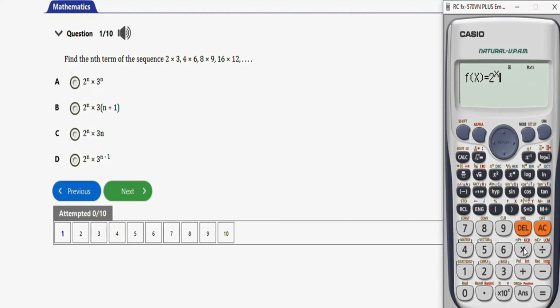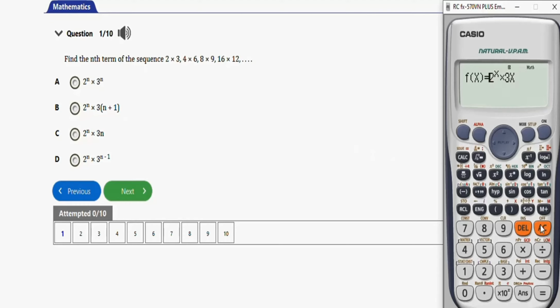But let's verify: times 3, and that's 3x. Okay, press equal to. Yes. So we have 6, 24, correct? So it's option C, guys. If you check, 2 times 3 is 6, correct? 4 times 6 is 24, correct? 8 times 9 is 72, correct? 16 times 12 is 192, correct? So the right option is option C. It's as simple as this. This is how I can solve this kind of problem using this calculator.